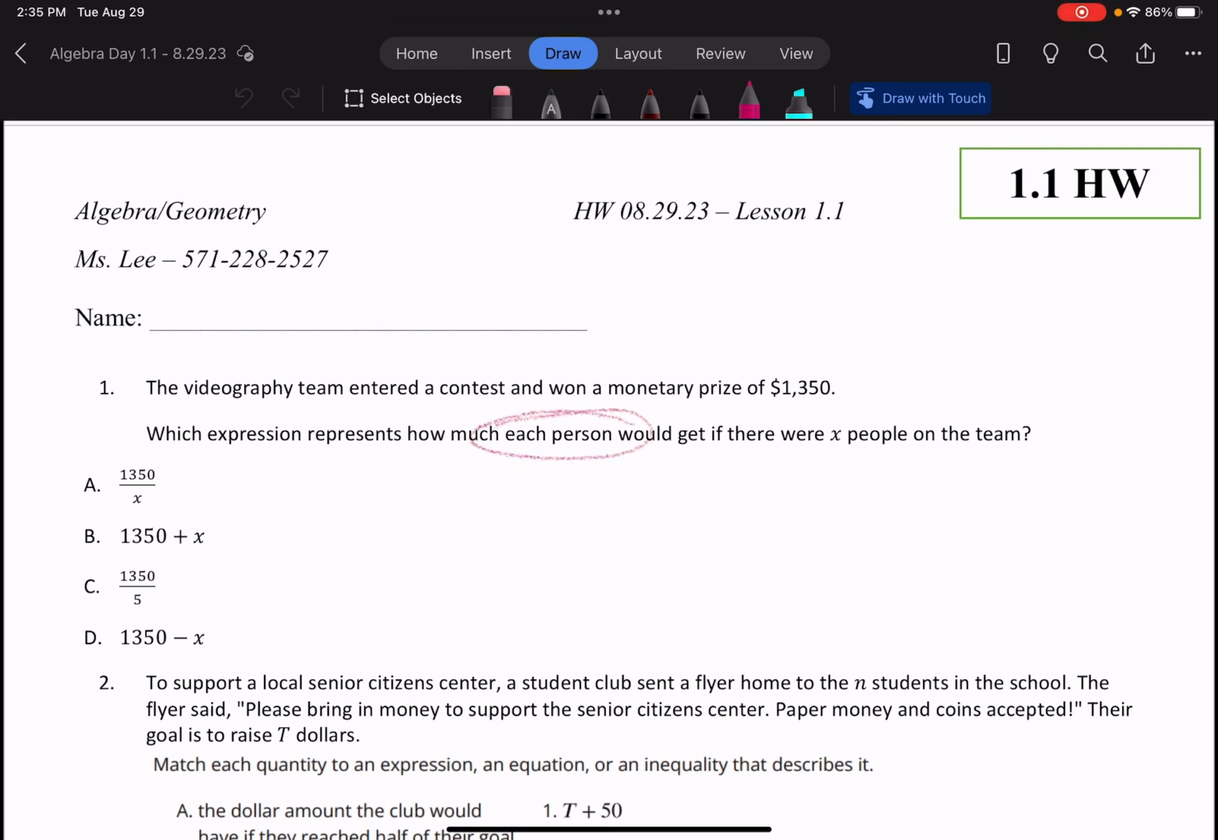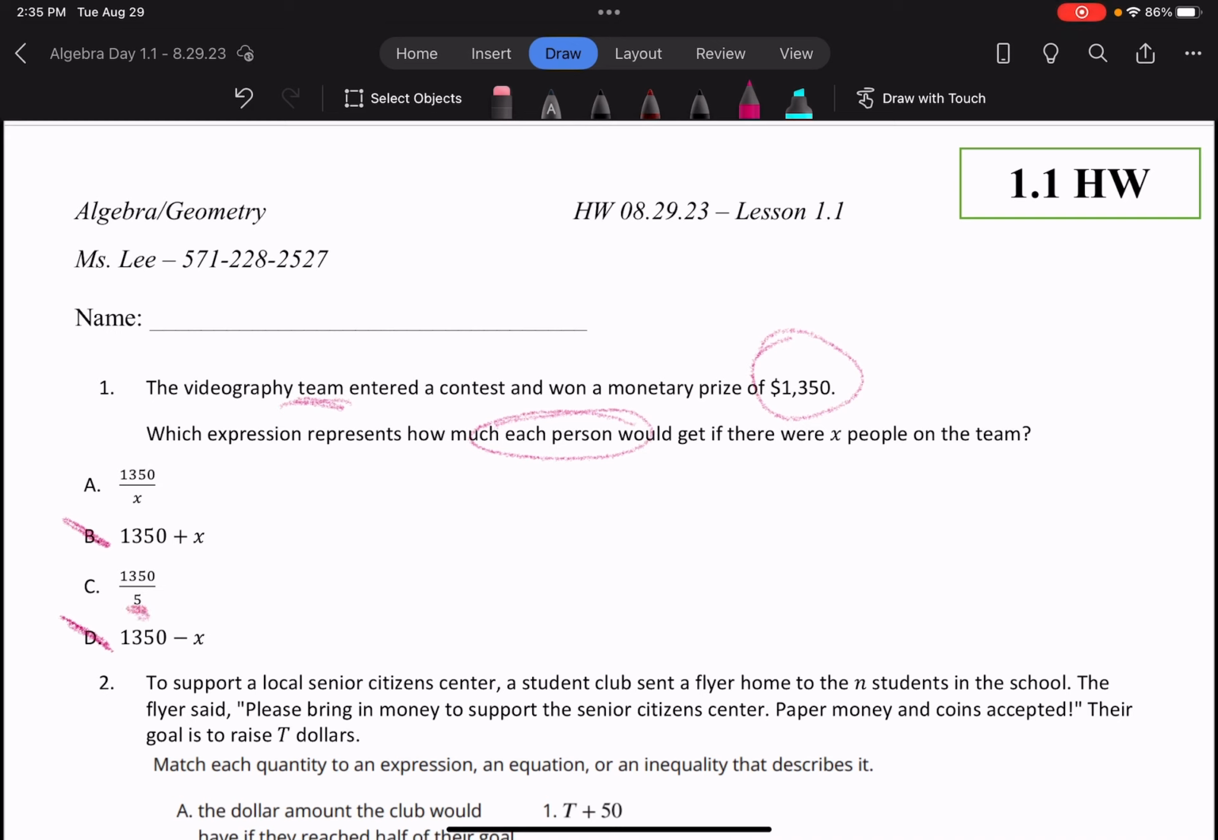So we have each person here. We know that the team entered a contest and they have a total of $1,350. So that's the total amount, but when we're breaking it up and splitting it between each person, who is represented by the number X, okay? So since we know that we're splitting, we can go ahead and eliminate B because that doesn't make any sense. D also doesn't make any sense because we can't subtract people from money, right? Those two things can't be combined. So it either has to be A or C.